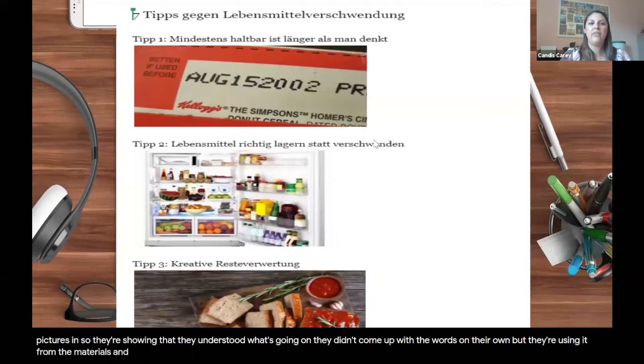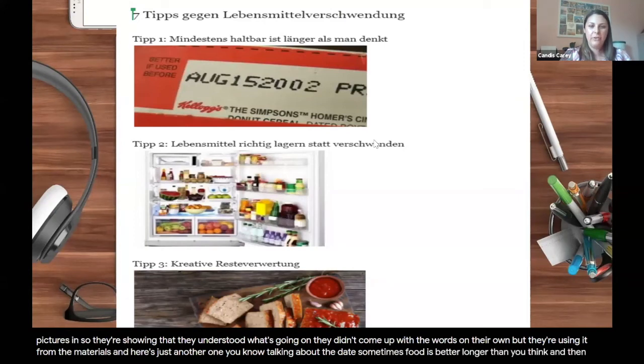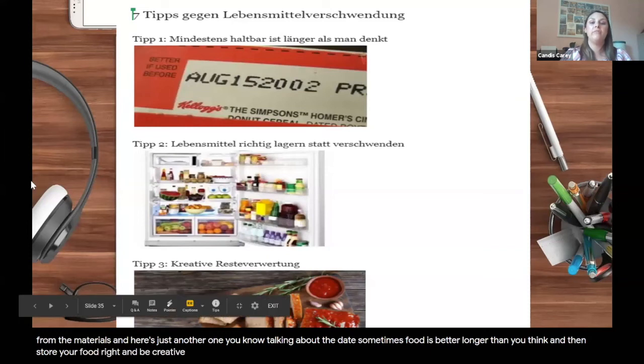Okay, and here's just another one, you know, talking about the date. Sometimes food is better longer than you think, and then store your food right and be creative with food.